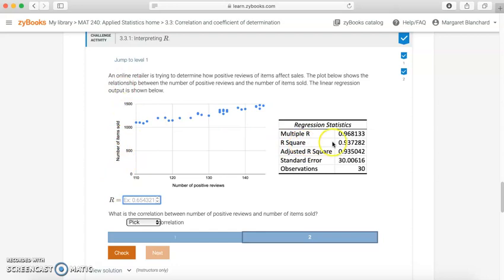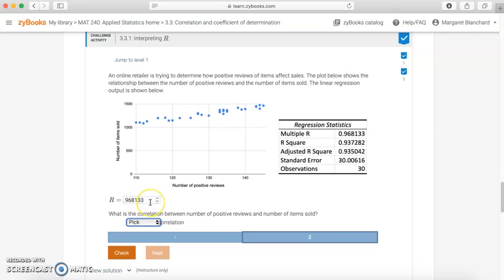So you have R squared. Remember, that's the measure of the variance in one explained by the other, but then here's our multiple R. That is our correlation coefficient. So we're just going to type in 0.968133. That's our correlation coefficient when it says multiple R, right there. And it says, what is the correlation between number of positive reviews and the number of items sold? Is it moderate, strong, or weak?